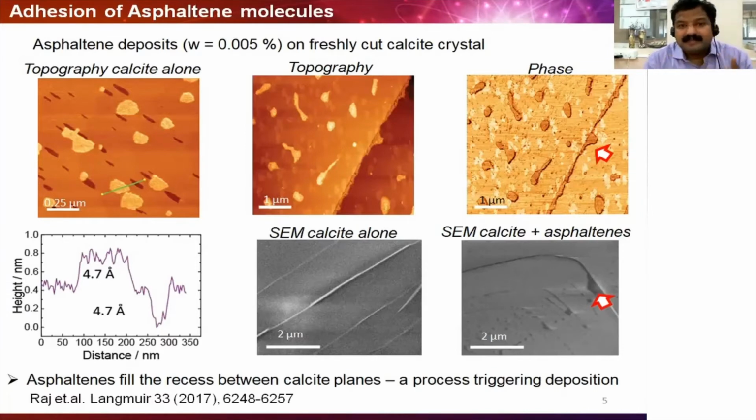Asphaltenes are more viscoelastic, like a softer material, when compared to the hard calcite crystal, and this difference in the hardness or the stiffness directly influences the phase lag when the tip is tapping onto these different materials. So that's why we get this phase contrast, where more energy is dissipated in the soft asphaltene deposit. But nonetheless, the beautiful thing is that we can see these deposits and very clearly distinguish these two different materials.